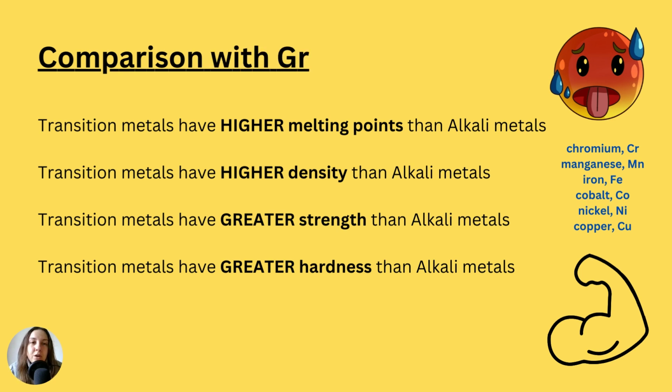So, if we compare these transition metals with group one or the alkali metals, we can see that transition metals all have a higher melting point, they have a higher density, or they have more atoms in a given volume of space. They have a greater strength and a greater hardness, which means that they're very useful in objects that have a lot of wear and tear to them.